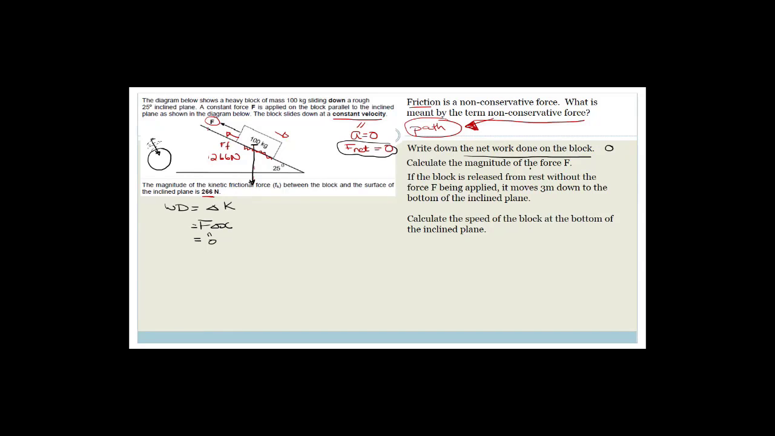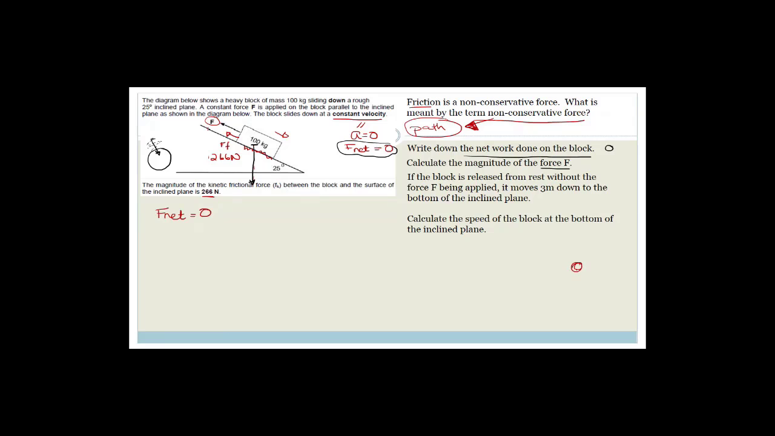Now it says calculate the magnitude of the force, and by the way, this is the net force. Calculate the magnitude of the force. Okay, so now they want the force F. What they were hinting at when they asked us to work out the net work done was that we could realize that F net was equal to 0. Therefore, the sum of all the forces acting on this object is going to be 0. But let's talk about what the forces are.